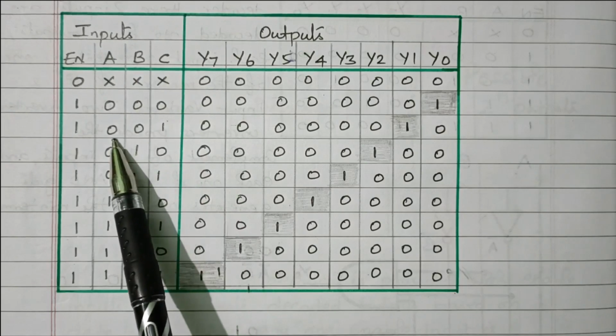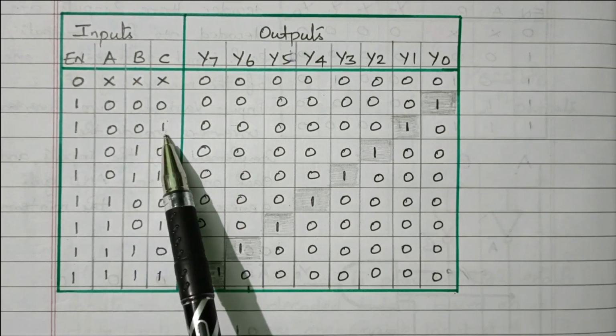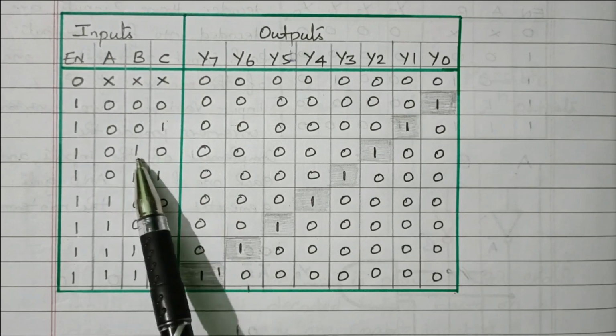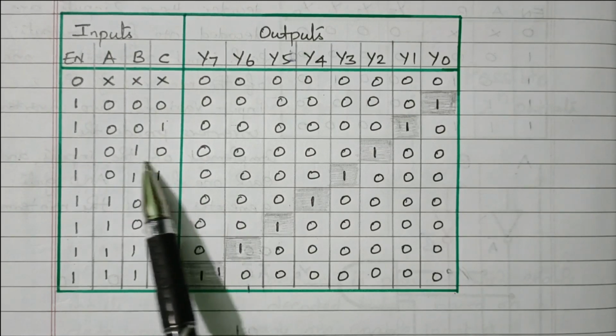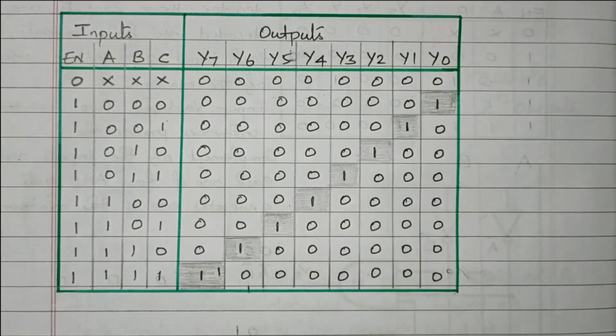Similarly, here A is 0, so we need to connect A bar. Here B bar. Here we can connect C directly. Here A bar, B, C bar. Like that we need to connect, so that we'll get the corresponding output. Now we'll see the logic diagram. The same thing we will see, how it is produced in the logic diagram.